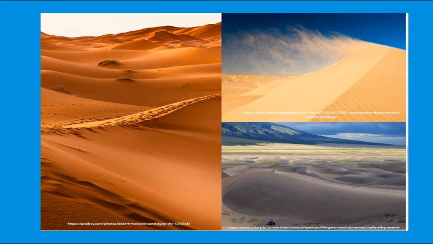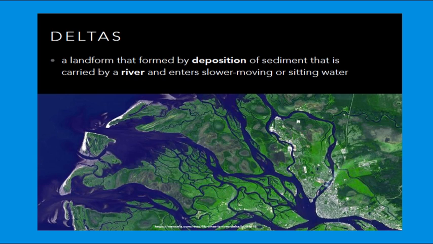Okay, deltas. Deltas are one of my favorite landforms. I'm partial to the way they look. I think they look really super cool. I like deltas, and they always form in the same manner. And if you're looking at this picture, they fan out.